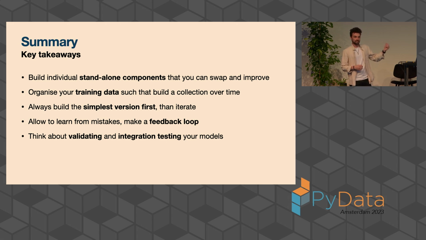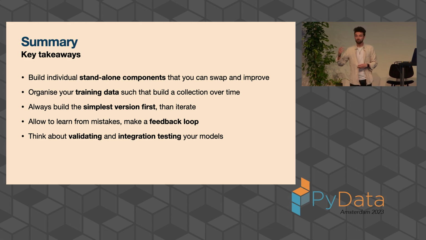Learn from the mistakes, do that as a human, but also do that as a machine learning model, so build this feedback loop if you have the opportunity to do so. Feed the mistakes back into your training pipeline such that you don't make those mistakes again. And then lastly, think about how you want to validate and do integration testing for your models, because that's the only way you can build confidence in your model outside of your training pipeline and inside of the production setting.